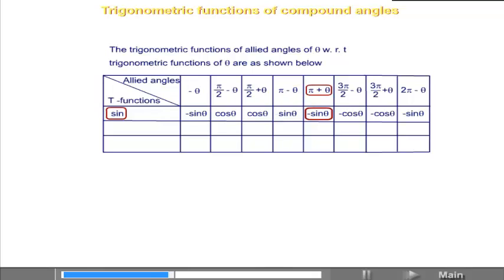Sine of pi plus theta is minus sin theta. Sine of 3 pi by 2 minus theta is minus cos theta. Sine of 3 pi by 2 plus theta is minus cos theta.